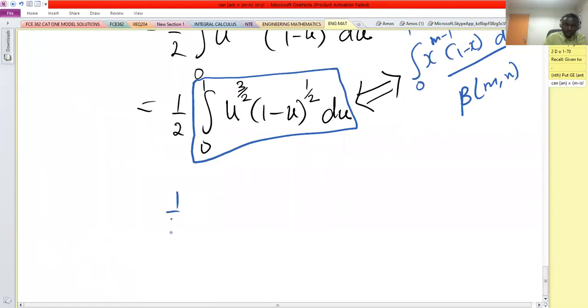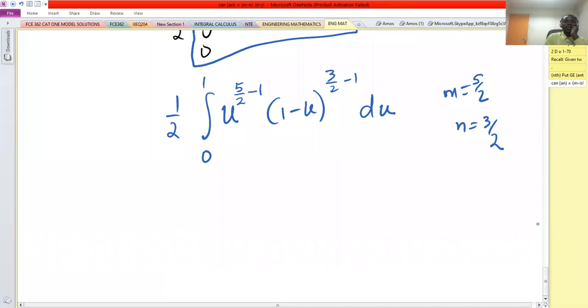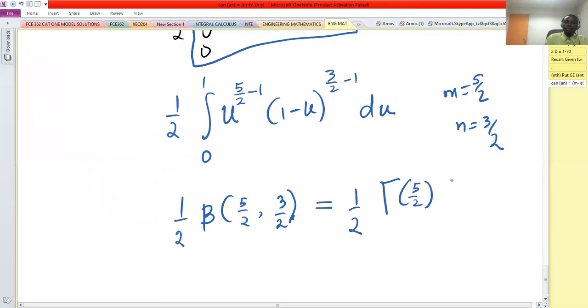So you can write this one as a half integral 0 to 1 u raised power 5 over 2 minus 1, which gives us 3 over 2, into 1 minus u raised power 3 over 2 minus 1 du. So it tells you that m is 5 over 2 and n is 3 over 2. So we'll have a half beta of 5 over 2, comma 3 over 2. And when you write this one in gamma form, it will be gamma of 5 over 2, gamma of 3 over 2, and then over gamma of 5 over 2 plus 3 over 2.